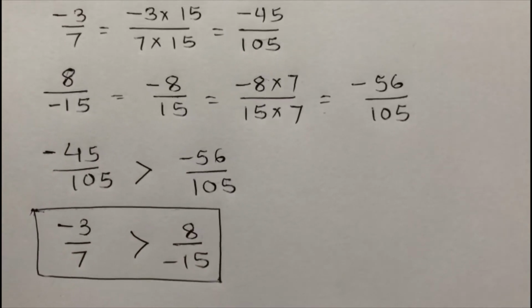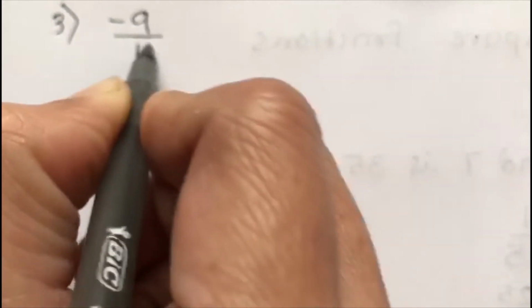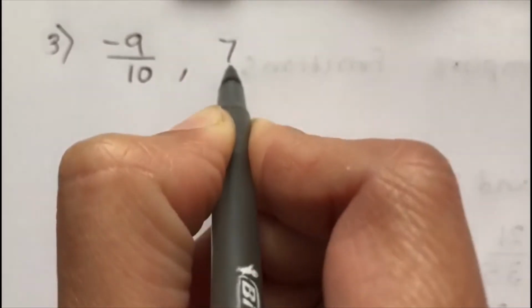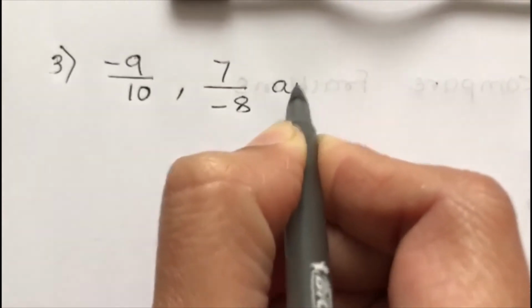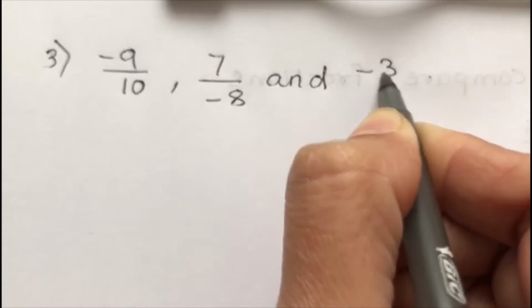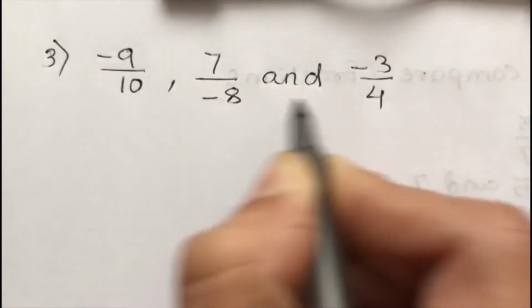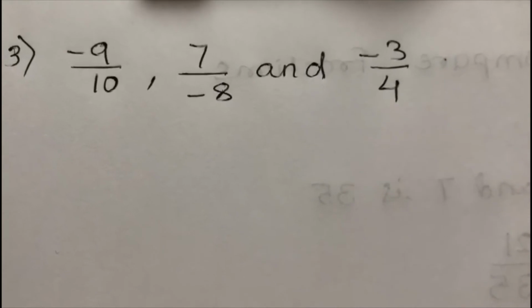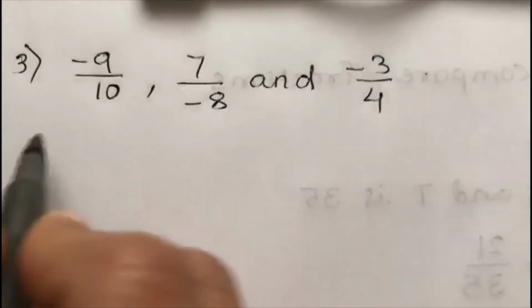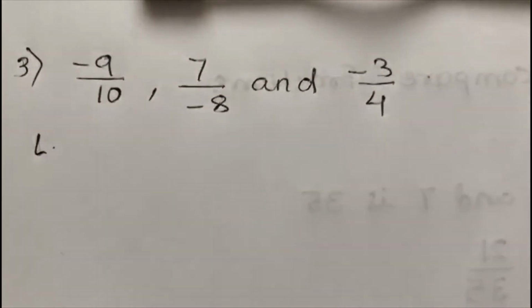Now let's take the next example. Minus 9 by 10, 7 by minus 8 and minus 3 by 4. Now here three fractions are given and we have to compare these three fractions. So first we will take the LCM.